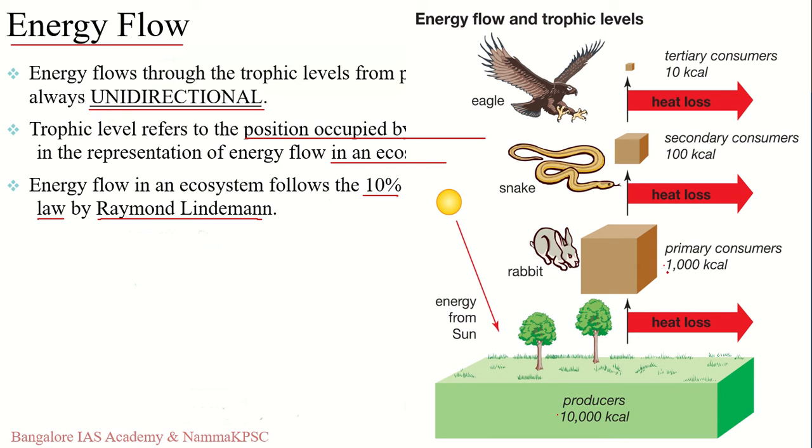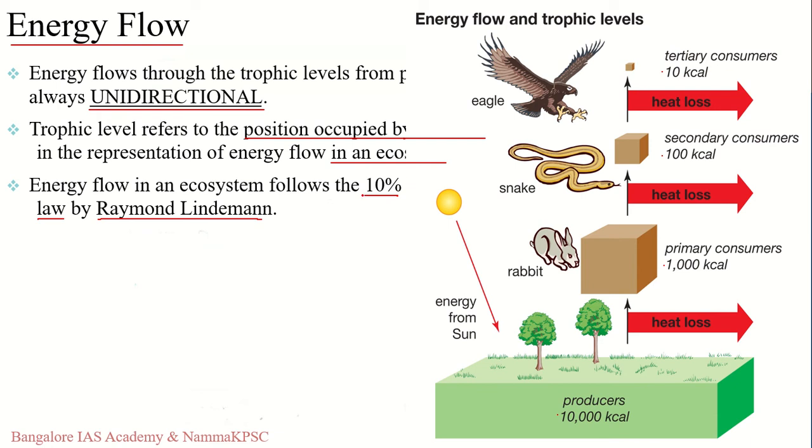So, by the time you have the next trophic level, that is a snake, out of those 1,000 kilocalories, only about 100 kilocalories is now remaining for the snake. Again, the snake will use a lot of energy for its own survival, that is, again for reproduction and metabolism, and by the time an eagle is going to feed on the snake, only 10 kilocalories will actually be available for the eagle, and this is known as the 10% law.